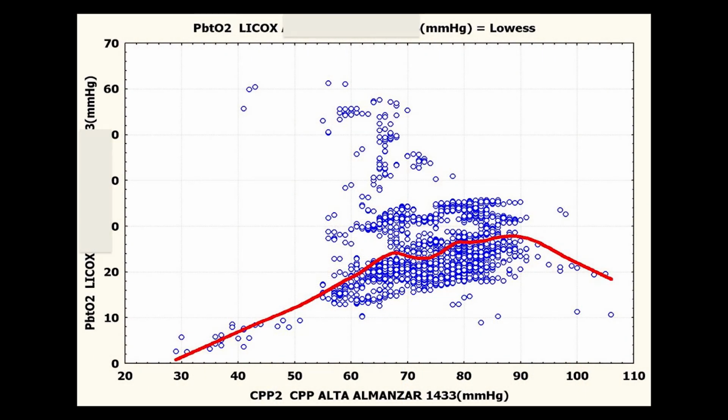This is that same patient data now plotted, PbTO2 here on the Y, and you see the CPP, and you see a nice autoregulatory curve effect. Really just the challenges all come from the acuity of the patient themselves.